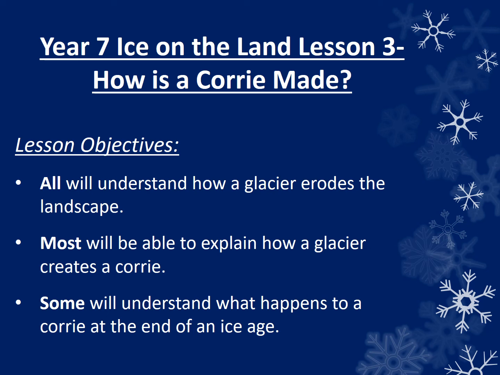Welcome back, Year 7. We are on lesson 3 of our Ice on the Land topic today, and we're going to be looking at one of the most noticeable features that a glacier makes, and that's called a corrie.